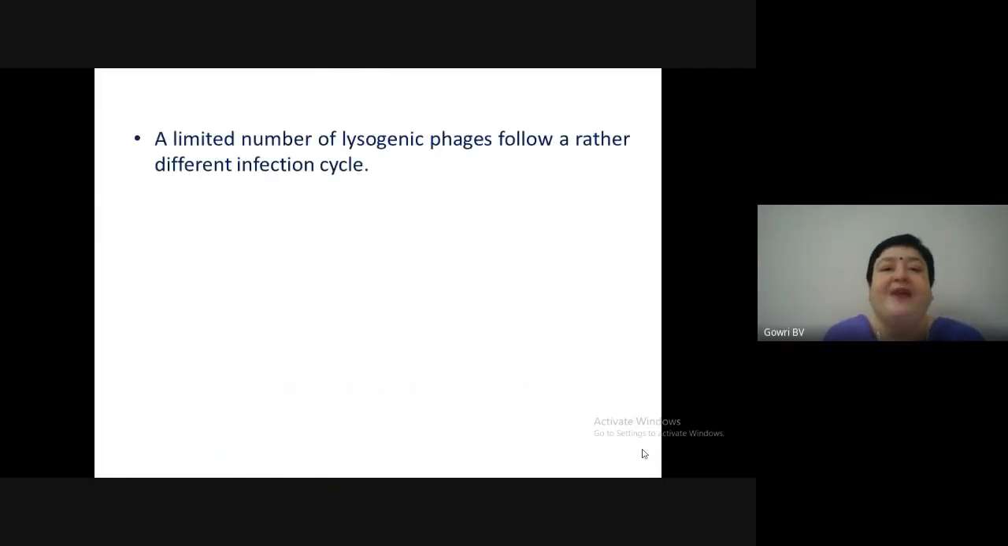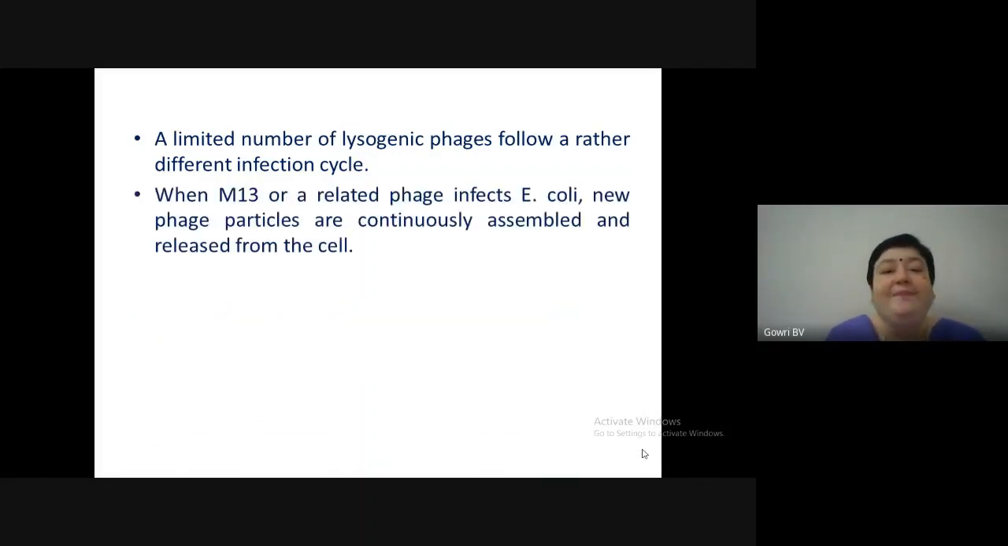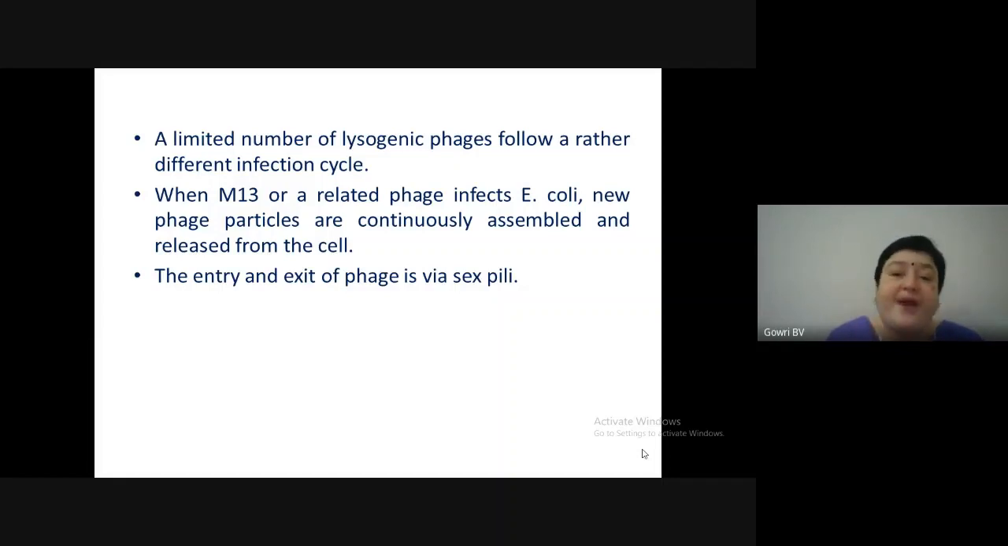A limited number of lysogenic phages follow a rather different infection cycle. So here we are coming to what is called the life cycle of M13 phage. When M13 or a related phage infects Escherichia coli, new phage particles are continuously assembled and released from the cell. The entry and exit of these types of phages is via sex pili. So there is no breakup of the cell to release its component, that is the phage particle.